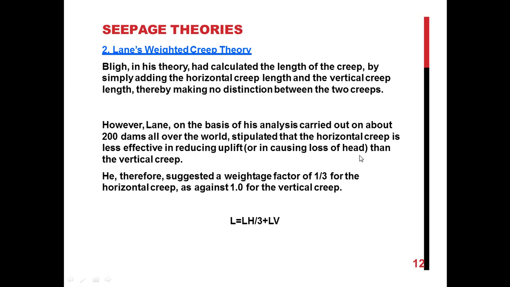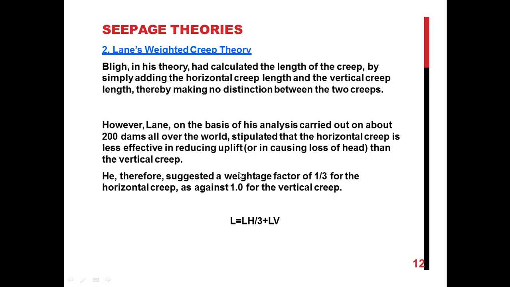Lane, on his statistics and analysis, which he carried out on about 200 dams all over the world, added that the horizontal creep is less effective in causing loss of head than the vertical creep. He therefore suggested a weightage factor of 1/3 for the horizontal creep as against 1 for the vertical creep. So the horizontal creep is about 1/3 as effective as the vertical creep.